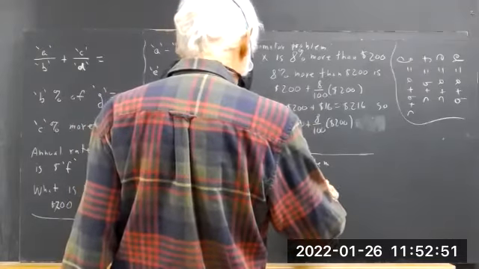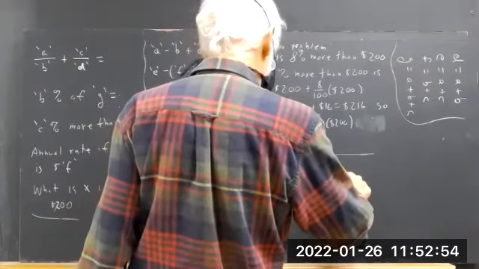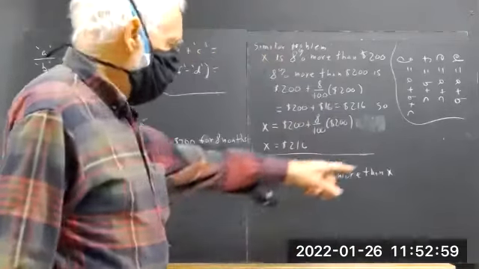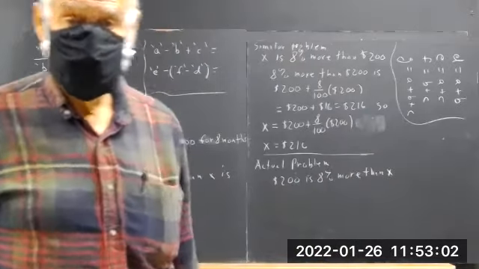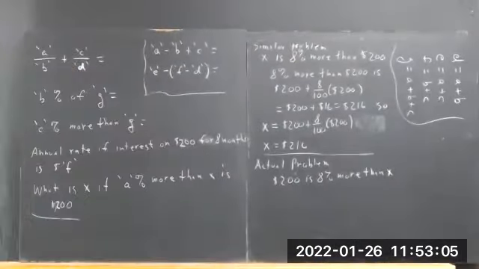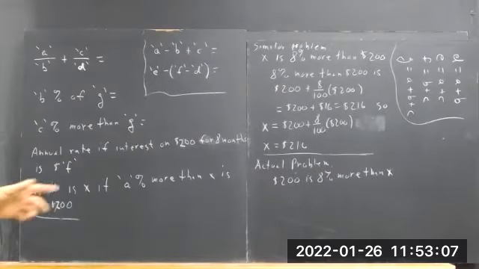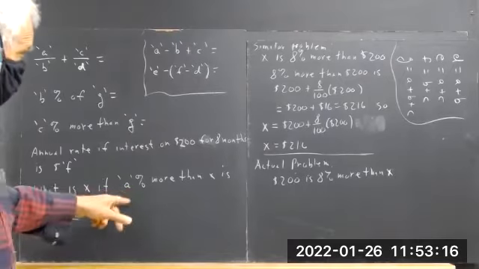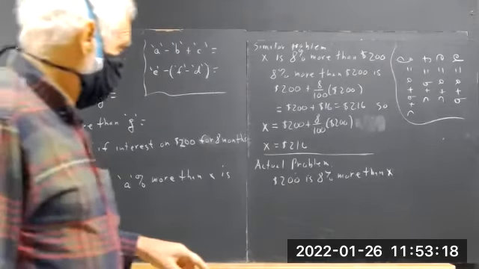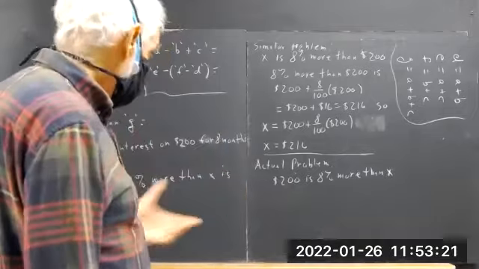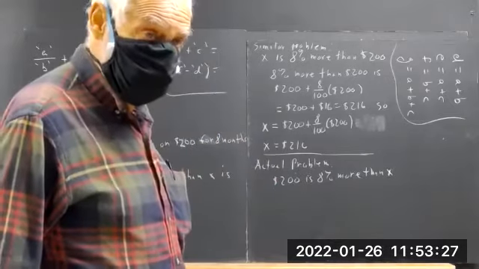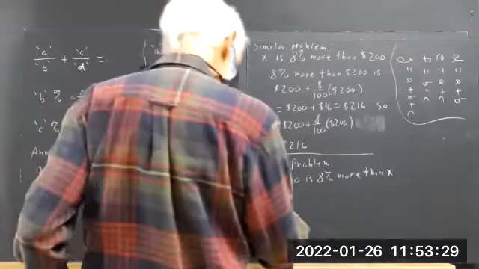And it's $200. Is 8% more than X. If you read the problem, it says, what is X? If 8% more than X is $200, right? So it says 8% more than X is $200. So we can just rephrase that a little bit: $200 is 8% more than X. So now we have to write this as an equation.